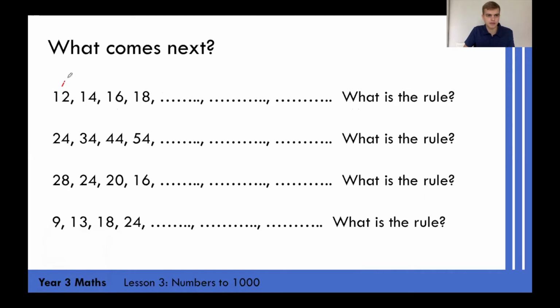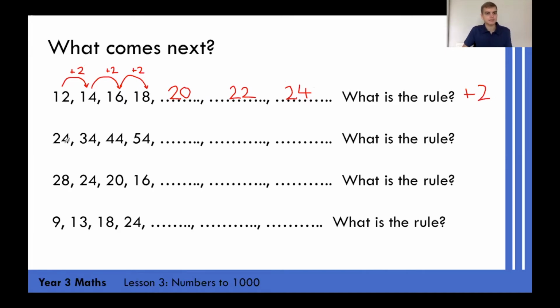Fantastic. I can see 12 to 14. I need to add 2. Yeah. 14 to 16. I'm going to add 2 again. 16 to 18. I'm adding 2 again. So 18 add 2 is 20. Well done. Fantastic. Have you got the next 2? 20. Add another 2, 22, and the next one, fantastic, 24, well done. What's the rule then? I am adding 2 each time, aren't I? I'm adding 2, well done.